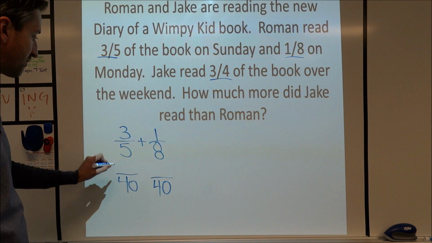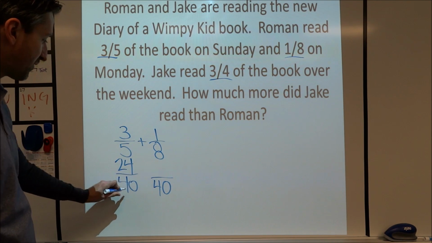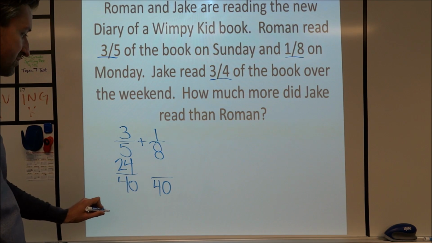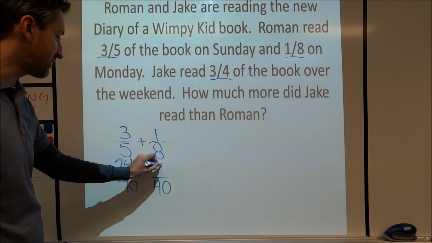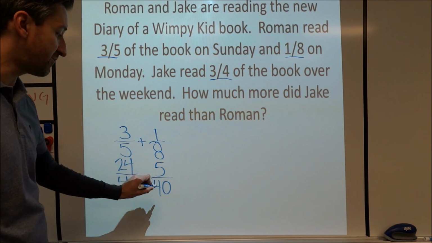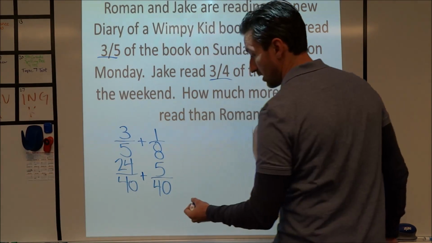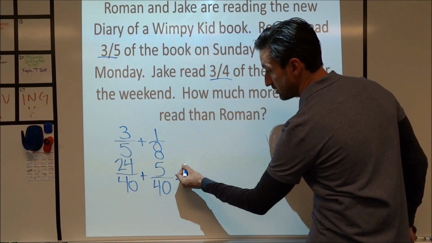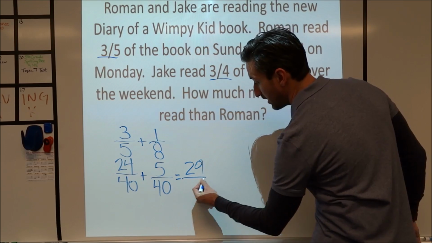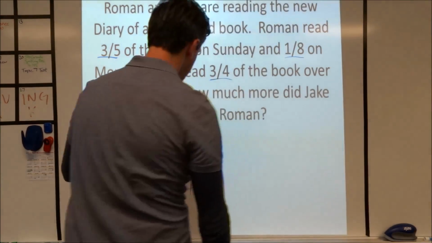5 times 8 is 40. 3 times 8 is 24. So 24/40ths is equivalent to 3/5. 8 times 5 is 40, and 1 times 5 is 5. So I know that 5/40ths is equivalent to 1/8. Now that I have a common denominator, I can add my numerators together, giving me 29/40ths. This is the amount that Roman read.